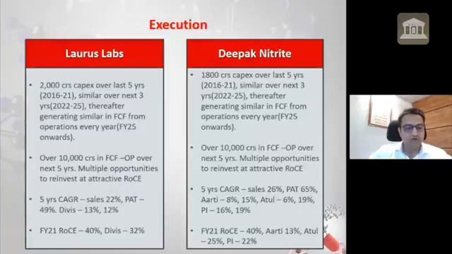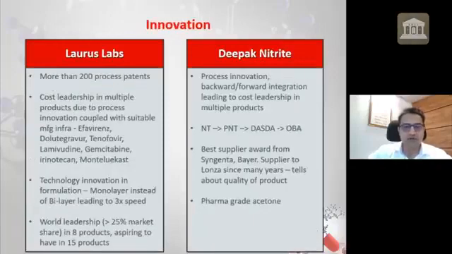In FY21, Laurus has got ROC of 40%, Divi's got ROC of 32%. In case of Deepak Nitrite, sales CAGR of 26%, PAT CAGR 65%. If I compare it with say Aarti, Atul or PI, you can see the difference. Same is the case in case of ROC. So Deepak generates much higher ROC than Aarti, Atul and PI Industries. So this is about execution.